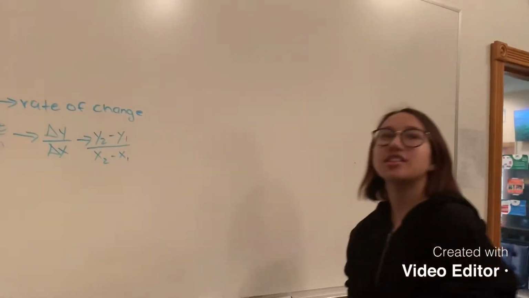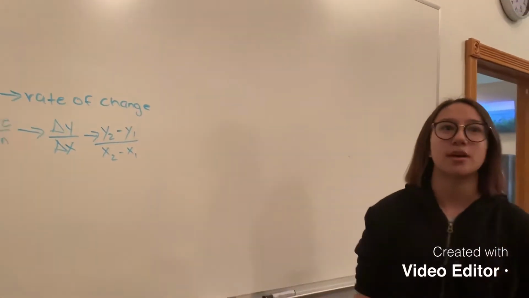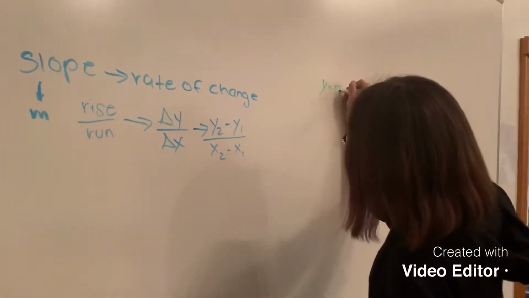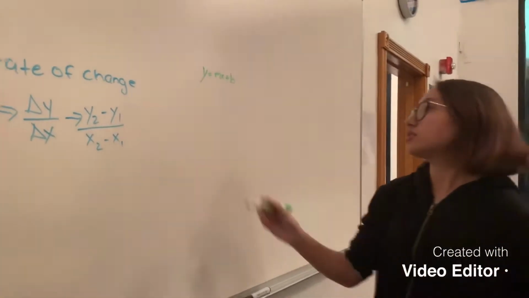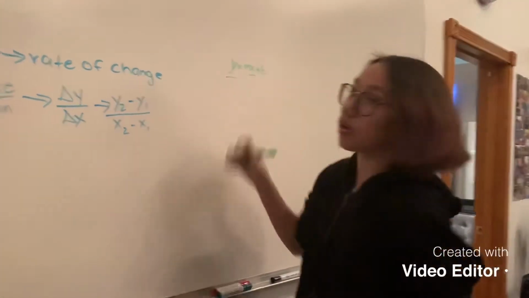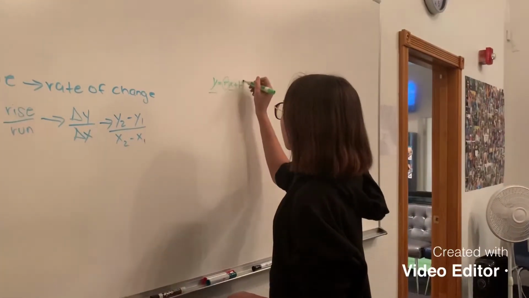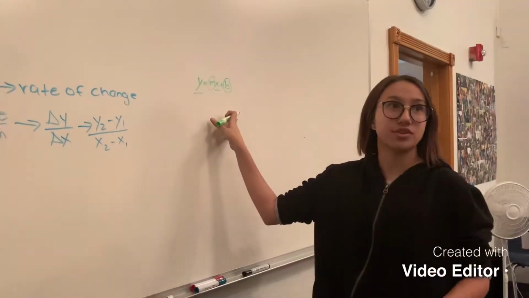Hi. So the most common one that you'll see is slope-intercept, which is written as y equals mx plus b. When you have slope-intercept, y and x are always the variables, and then m and b, m is slope and b is y-intercept.